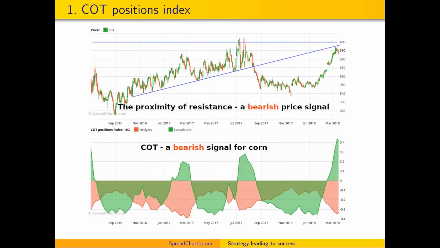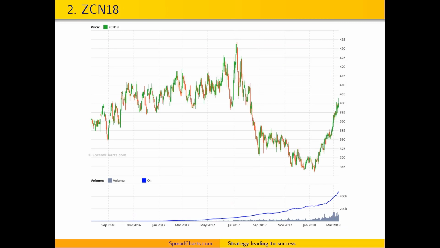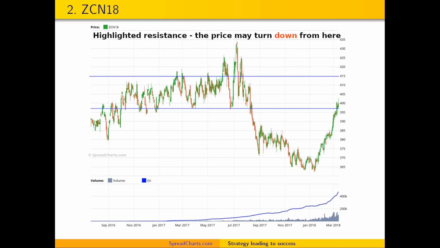But the resistance does not have to be a precise level. For example, I have the price chart for July 2018 corn futures, which was the most liquid contract back then. Assume the price breaks above 400 cents. If it happens, the July contract price might get stuck in this congestion between 397 and 415 cents, as the price spent a lot of time there over 2016 and 2017, and the market would be really overbought if the price gets there. So the resistance does not have to be a sharp level. It can be an area.